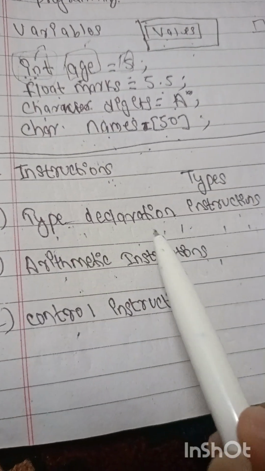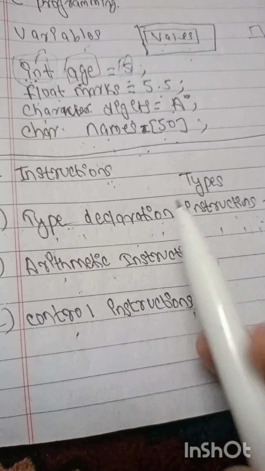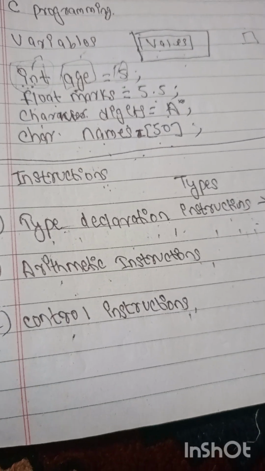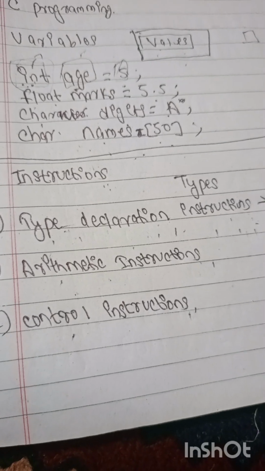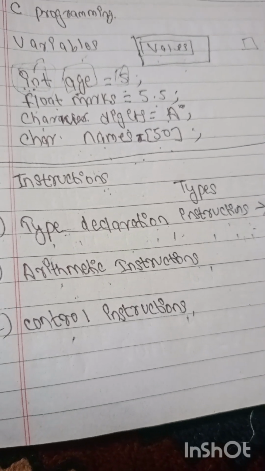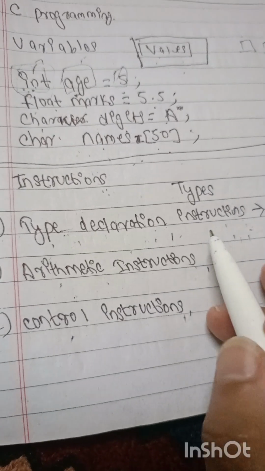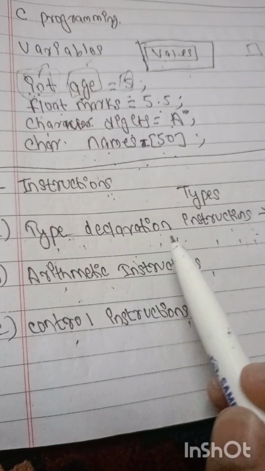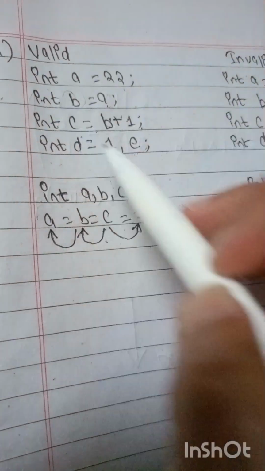Type declaration instructions means declaring our variables before using them. That means you cannot assign your values or print your values before declaring the variables. You need to declare your variables before using them. So this is basically the right way of declaring variables. For example, you can see I have already written an example, so it's a valid example.